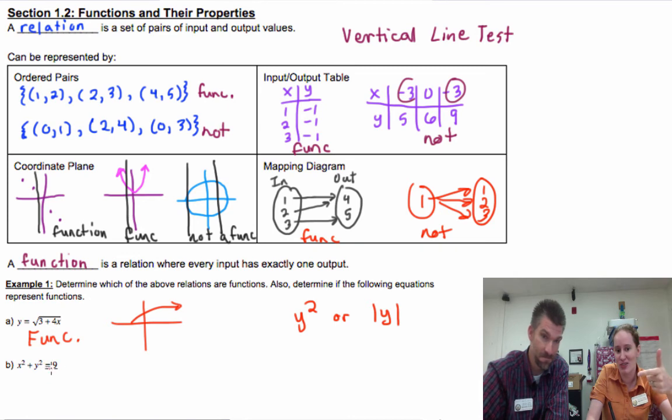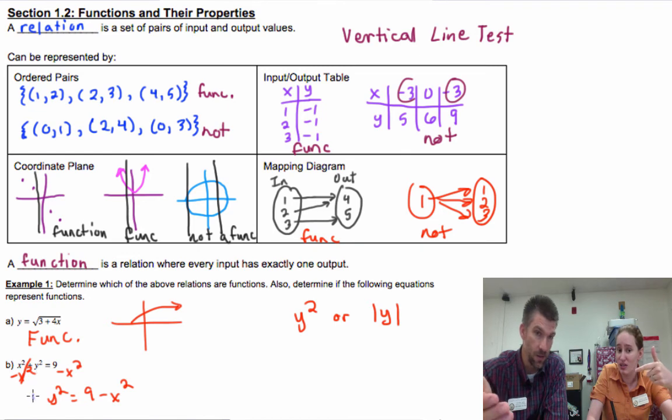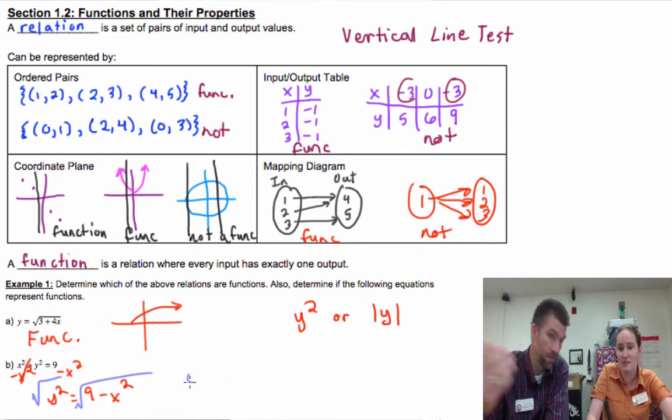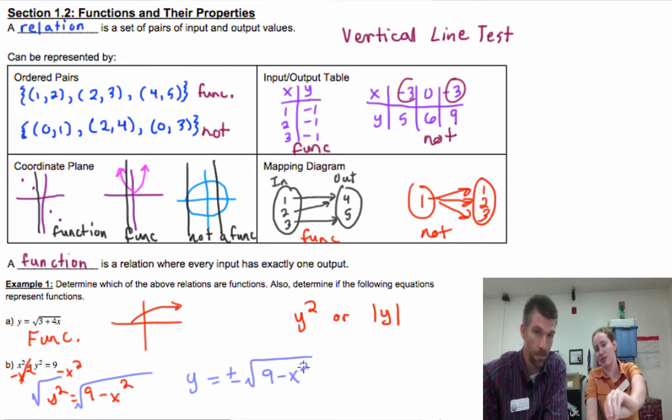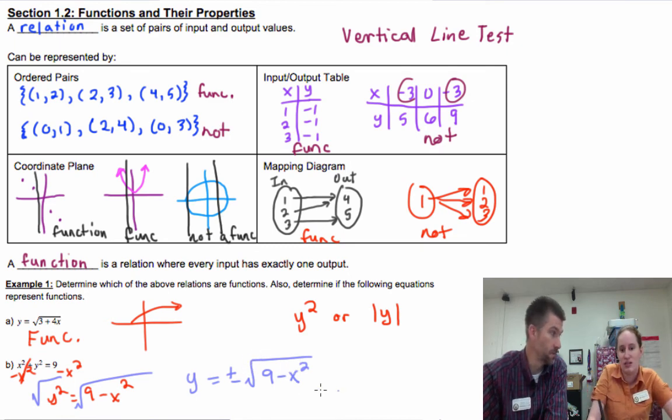Because if I try to put this in my calculator, I have to solve for y. So I subtract x squared over: y squared equals 9 minus x squared. And then when you take the square root of both sides, you've got to have plus or minus the square root. And now that tells us that y could be two different things. That's what we mean by you put in an input to x, but you get two answers out. That's no deal. That's not a function.